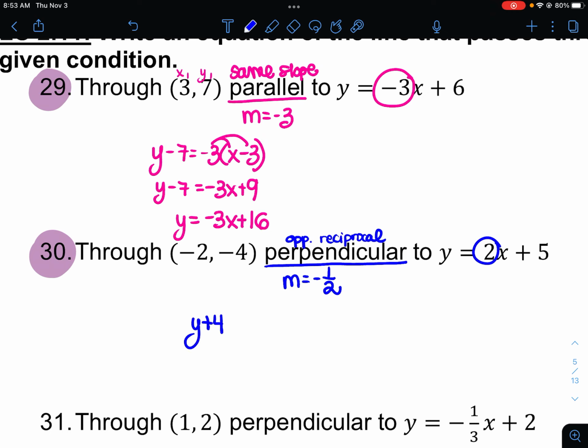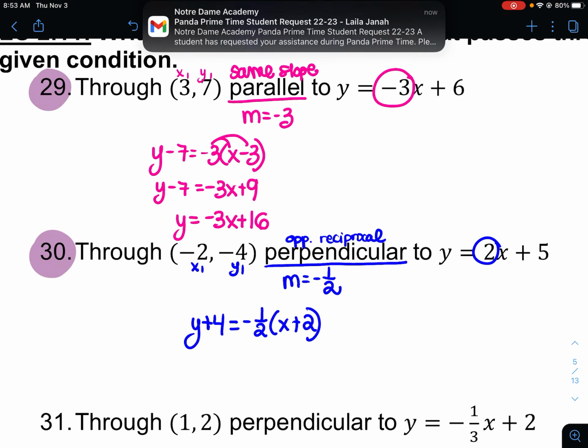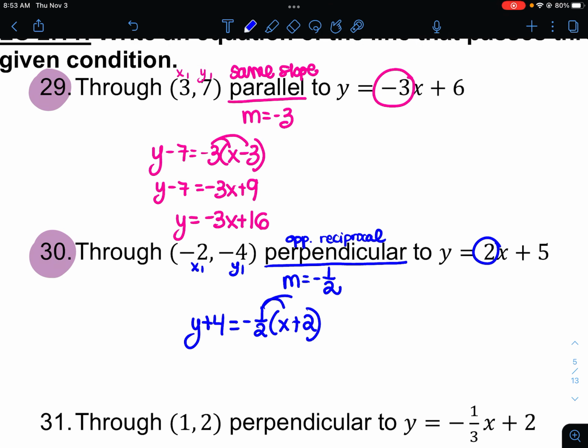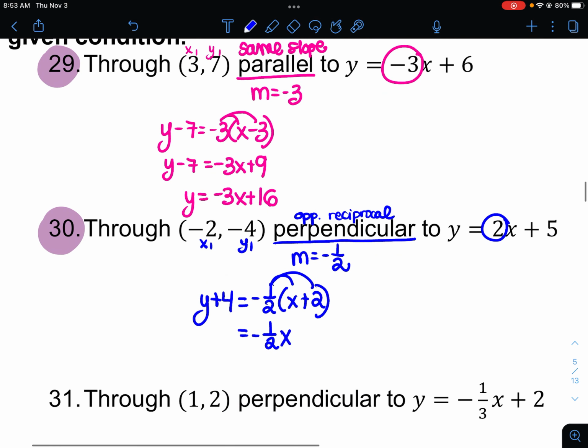So if we go ahead and plug in our point x1, y1 to this equation, here is what it looks like. I changed both of those to a y plus 4 and an x plus 2 because they were minus and negatives. All right, then we distribute the negative 1/2 x. Negative 1/2 times a positive 2 is a negative 1. And then we will subtract 4. So we get y equals negative 1/2 x minus 5.